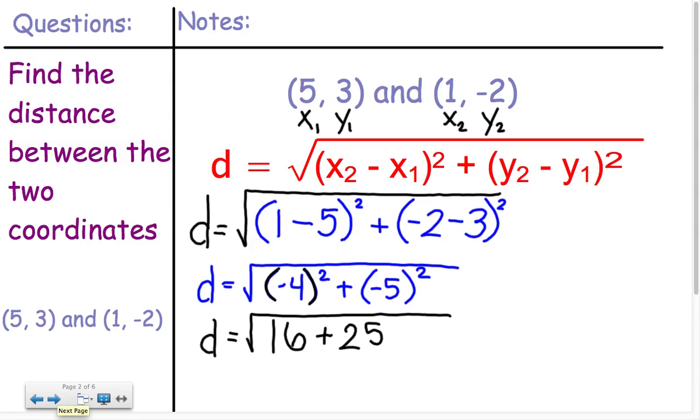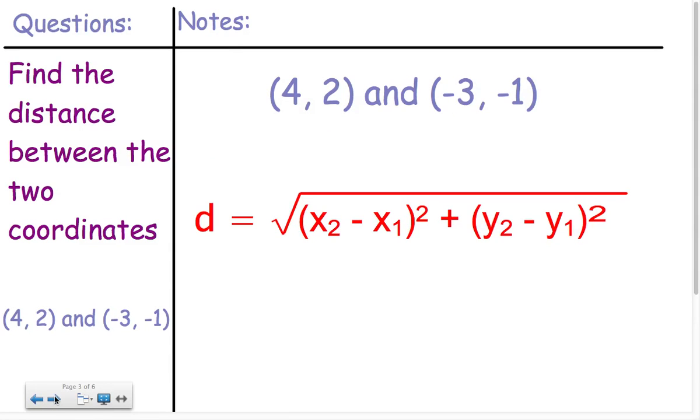16 plus 25 is, let's see, 35, 41. So that is not going to end up as a nice square root. So I'll put it in my calculator, and if I take the square root of 41, I end up with about 6.4. So you'll have to see if the book specifies on your homework or on Study Island if they want the answer as a square root or a decimal, because it could be either.